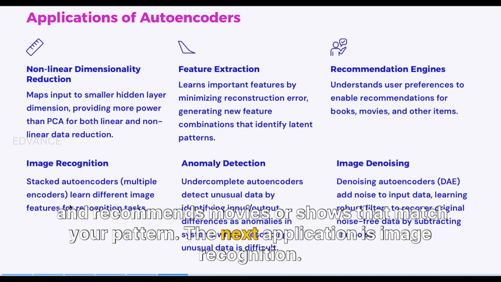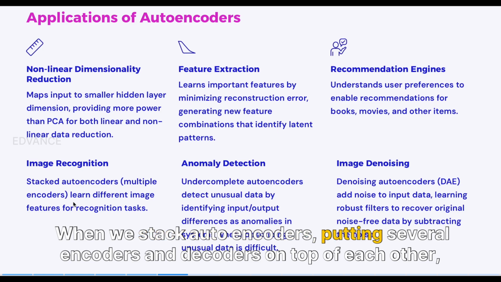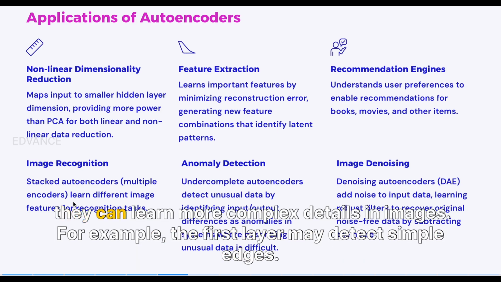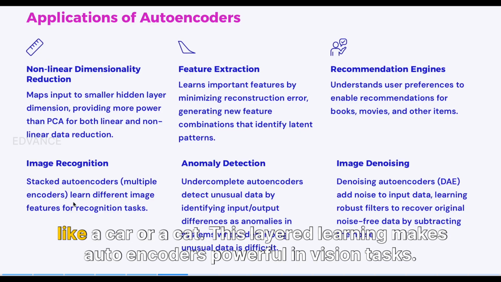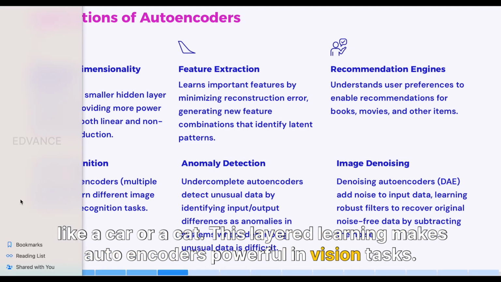The next application is image recognition. When we stack autoencoders, putting several encoders and decoders on top of each other, they can learn more complex details in images. For example, the first layer may detect simple edges. The next layer may detect shapes of faces, and the next may recognize whole objects like a car or a cat. This layered learning makes autoencoders powerful in vision tasks.